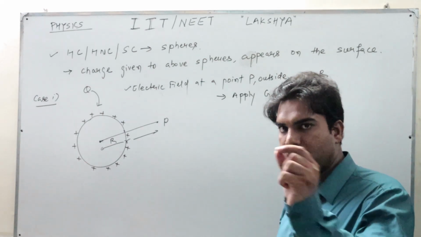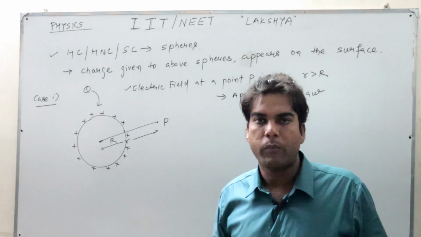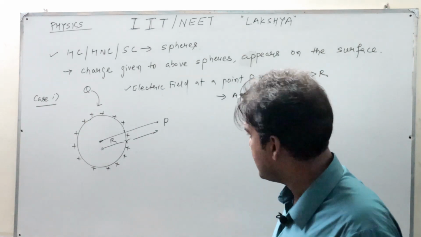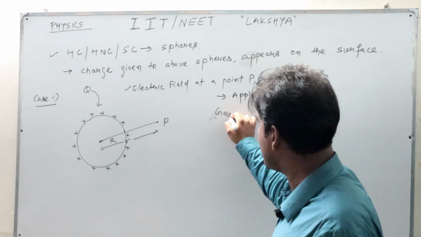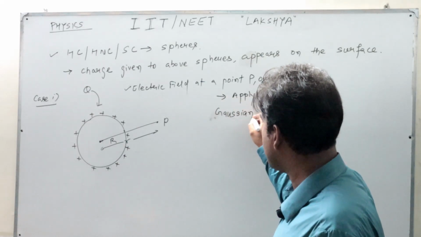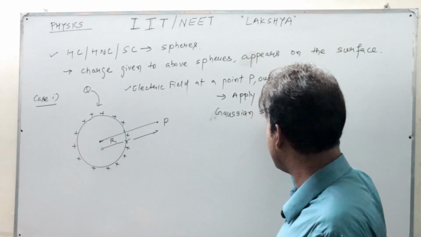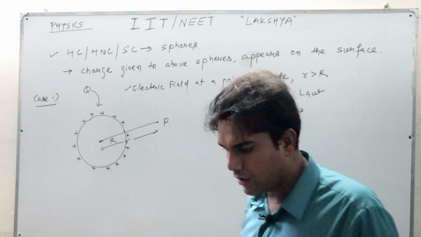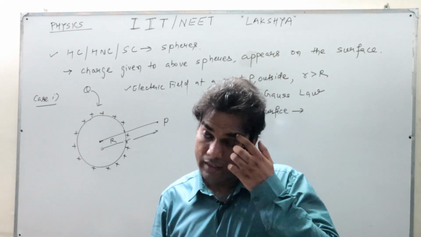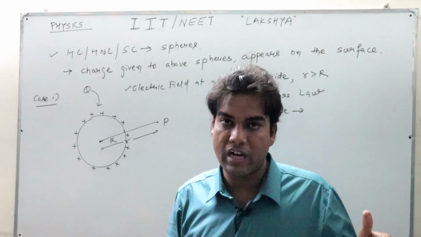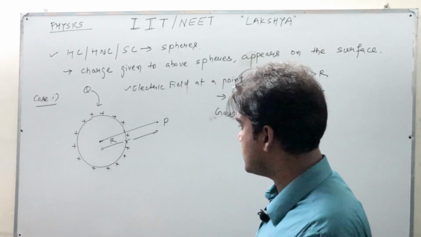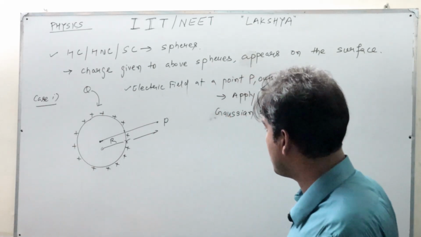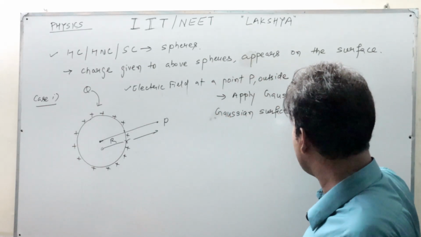The first important step in Gauss law is to choose a proper Gaussian surface. So what is the Gaussian surface here? Tell me what type of Gaussian surface you are going to take. I told you that there are 3 types of Gaussian surfaces you can take: spherical, cubical, or cylindrical. In our earlier 2 cases where it was a line charge or a plane sheet, we took a cylindrical Gaussian surface. Here I am going to take a spherical Gaussian surface.